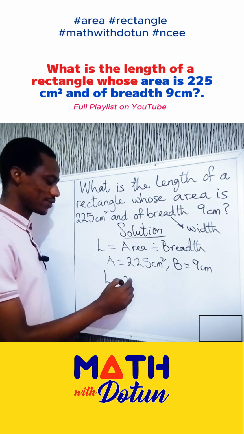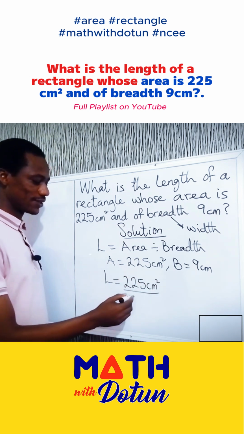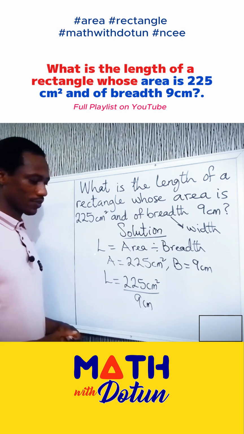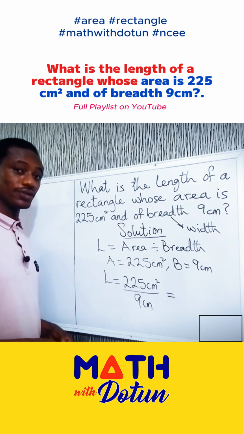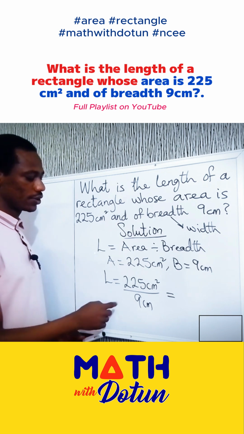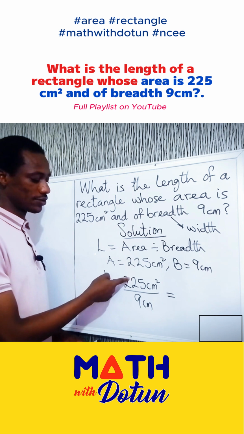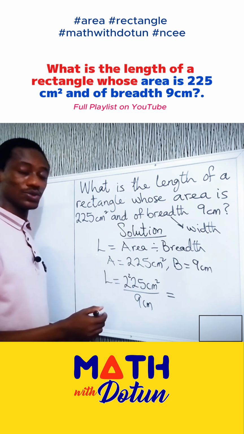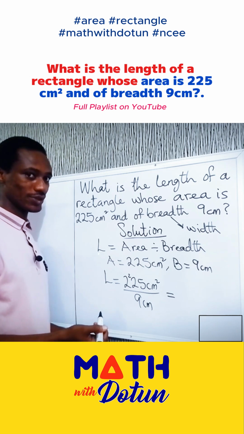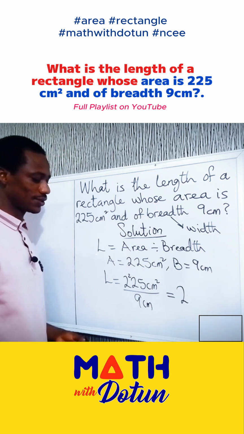So we have 225 centimeters squared divided by 9 centimeters. We use the short division method. 9 into 2 is 0. We take the 2 to the next number, which becomes tens, so that's 22 now. What's the closest multiple of 9 to 22? That is 2, 9 times 2 is 18. If you take away 18 from 22, you have 4.